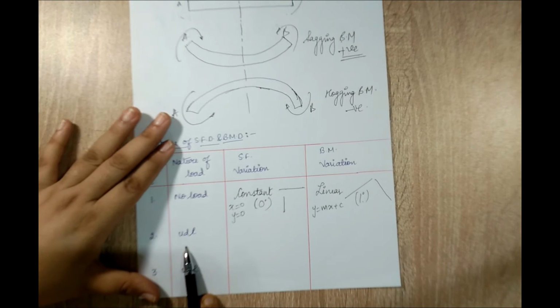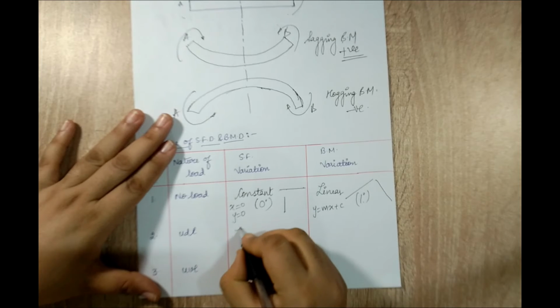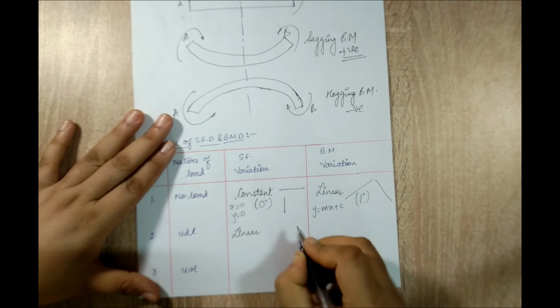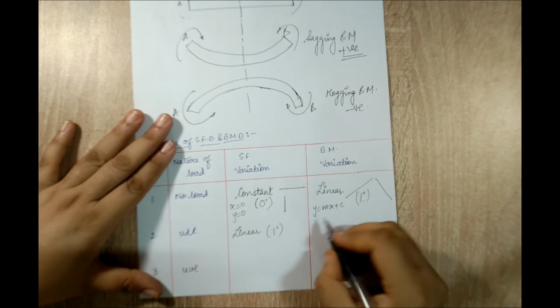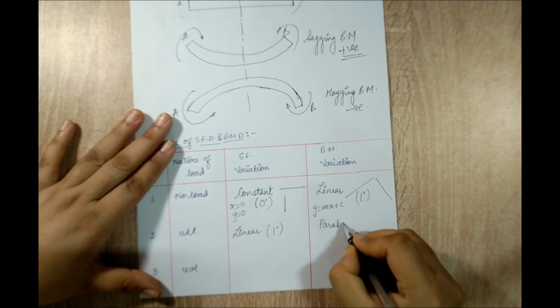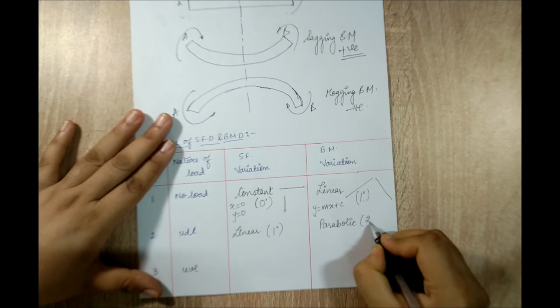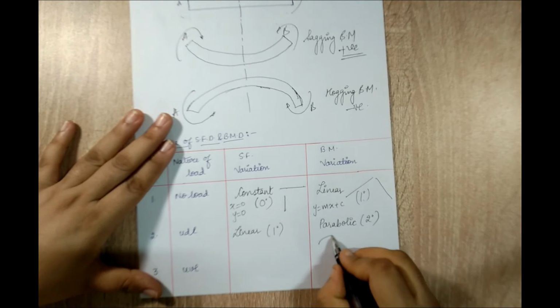When I have a UDL, the shear force variation is actually found to be linear. Linear again means 1 degree, and the bending moment variation is of parabolic type. Parabolic is 2 degree curve. It's a curve like this.